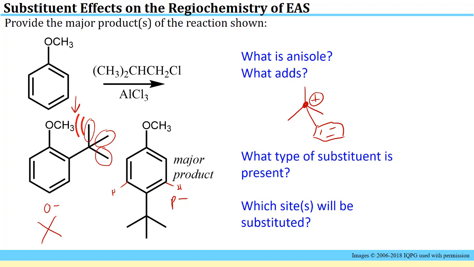So those tend to be disfavored when you have another potential substitution site. So in this case, your only major product will be the para-substituted product, the para-tert-butyl anisole.